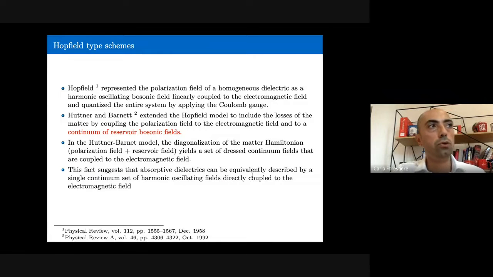Hopfield introduced a set of harmonic oscillators in order to describe the polarization field which is induced in the matter. At this point, there is still the problem of describing the losses inside the plasmonic nanoparticle, and this problem was overcome by Huttner and Barnett, because they extended the Hopfield model in order to include the losses, and they do that by introducing another reservoir of continuous bosonic fields, so another reservoir of harmonic oscillators.